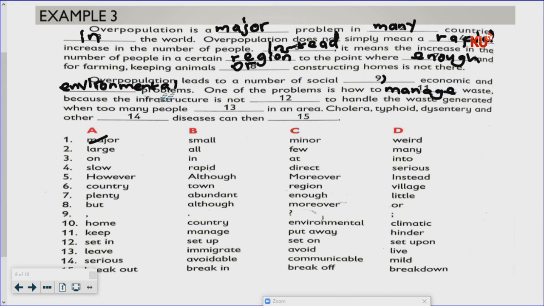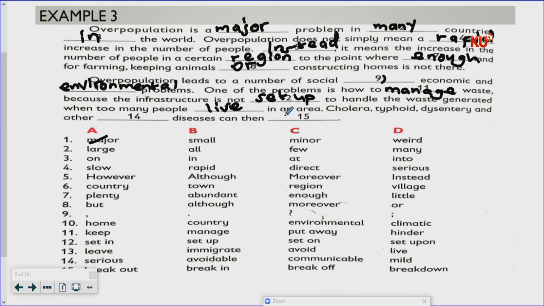waste because the infrastructure is not set up to handle the waste generated when too many people live in an area. Is not set in, set up, set on, set upon? Set up is the correct phrasal verb there. Too many people live, immigrate, avoid, or stay in an area.